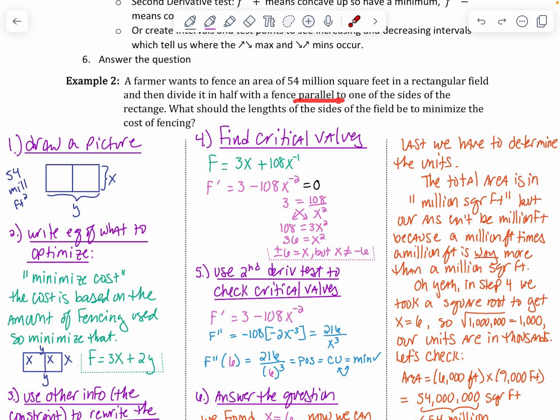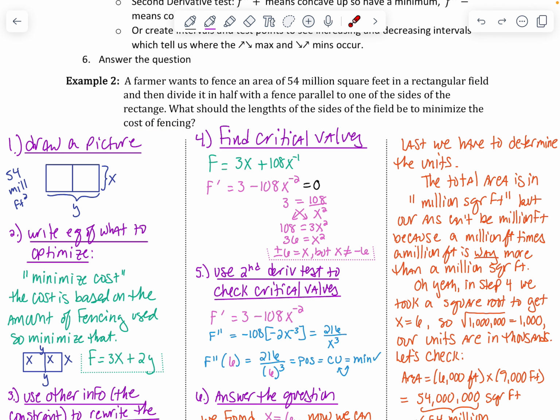Okay, lots going on here. Now we know that our interior wall is parallel. I happen to draw mine vertically, but if you drew a single horizontal parallel line, it's not necessarily going to change the answer. But here's where you've got to be careful. They want the length of the side, so just X and Y are what we're asked to find, but specifically to minimize the cost of fencing.